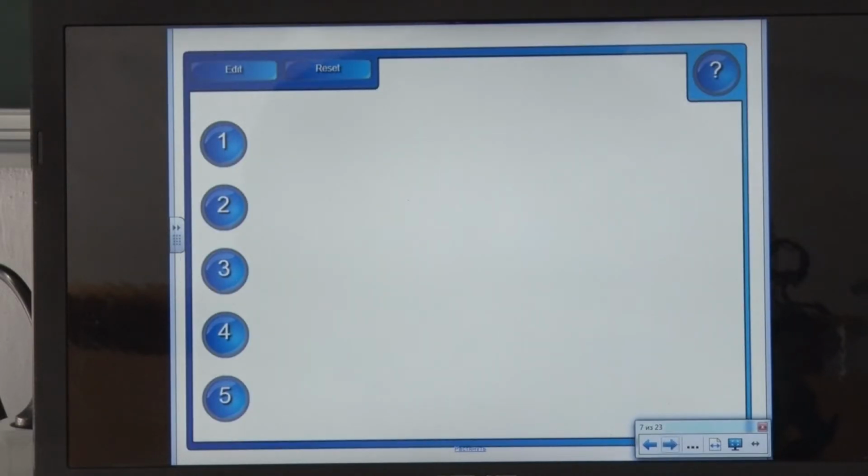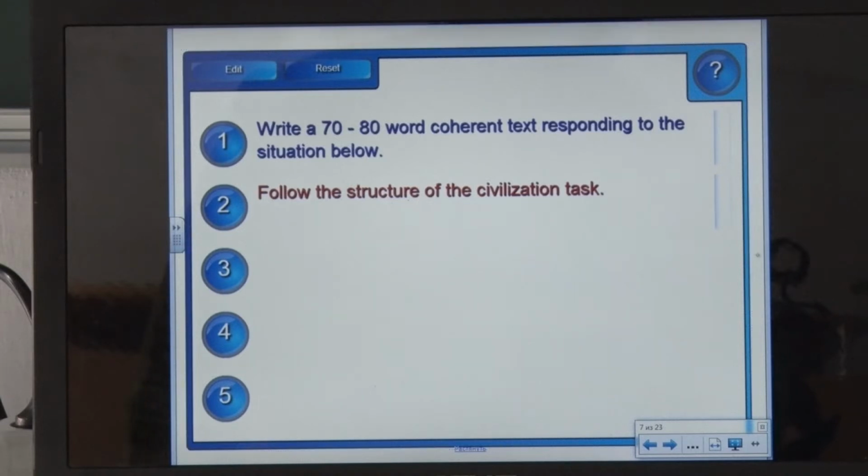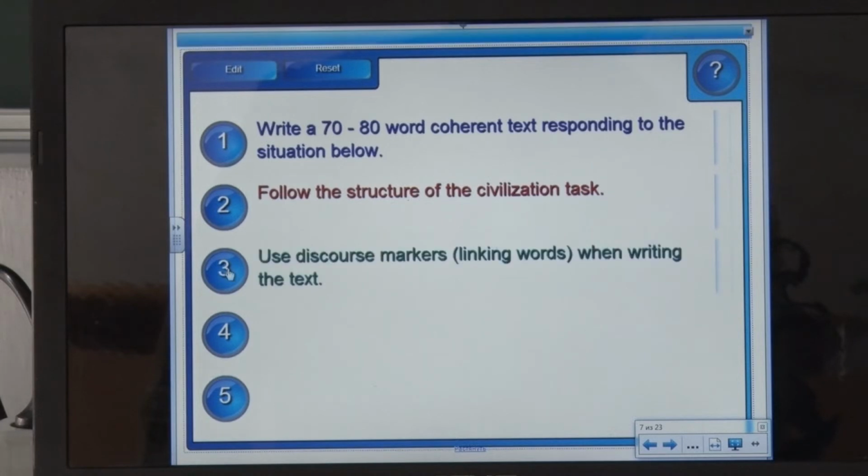Now, let's see the steps one by one. What is your plan? How can you do it? Of course, first is the volume, 70-80 words. Next, follow the structure of the civilization task. As I've already mentioned, don't jump from one task to the other. Use discourse markers, that's linking words, when writing the text.